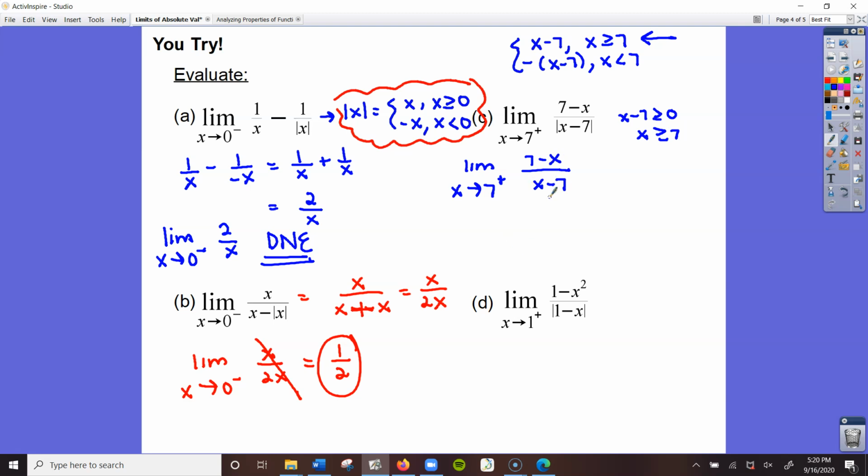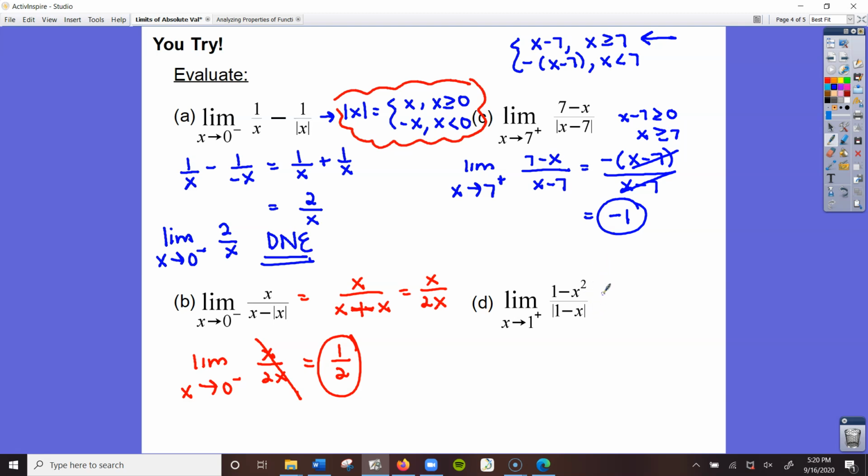So because my goal here is to cancel out that x minus 7, what I could do in the numerator is factor out a negative. By doing so, that's going to change the signs of everything in the numerator, making it negative 7 plus x, which could be rewritten as x minus 7. And it is over x minus 7. And now that factor cancels out, and we are left with our solution of negative 1.